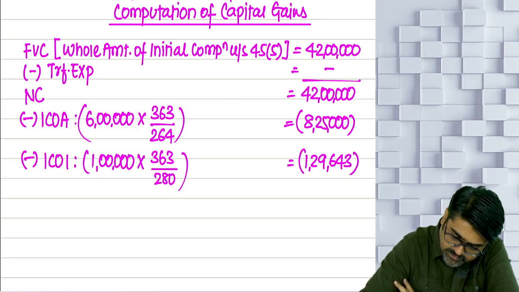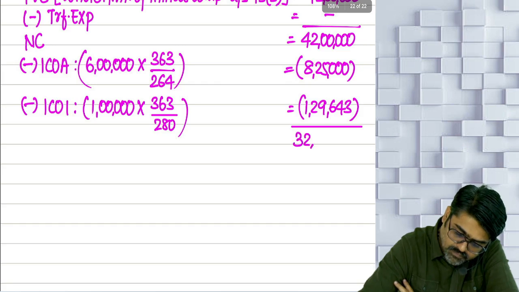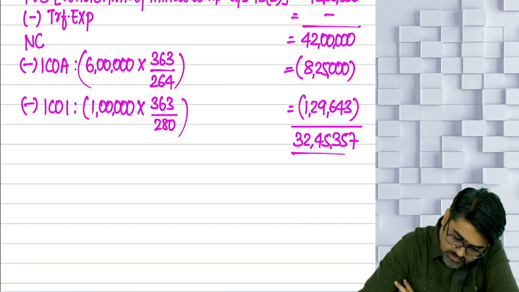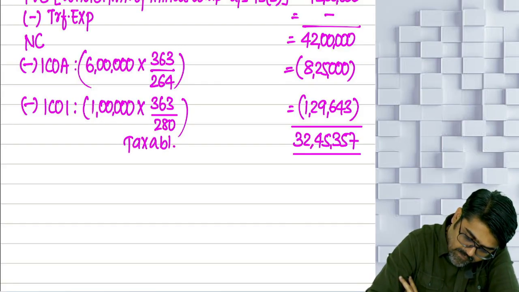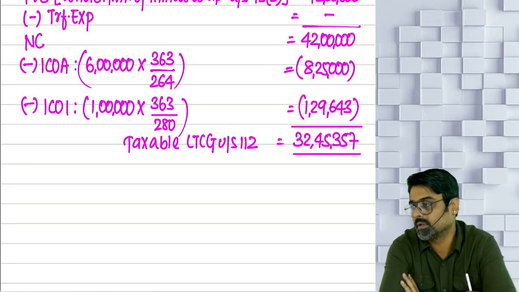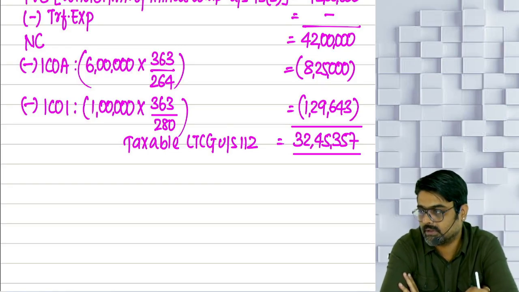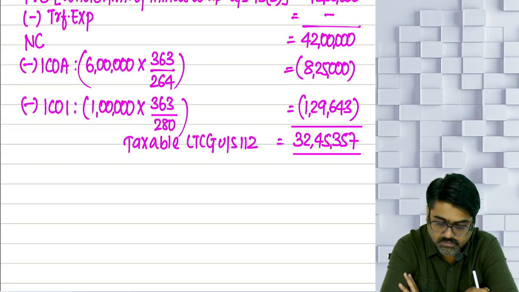$29,643. Everyone getting this? Reduce. 350. This is your taxable LTCG under section 112. Done, sir? On this, how much tax? 20%. Yes or no? Next one.